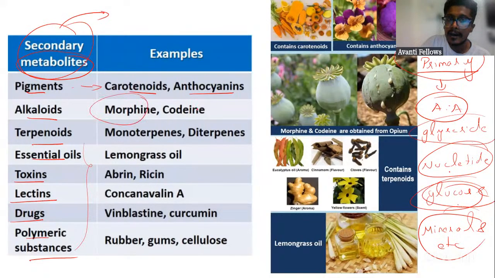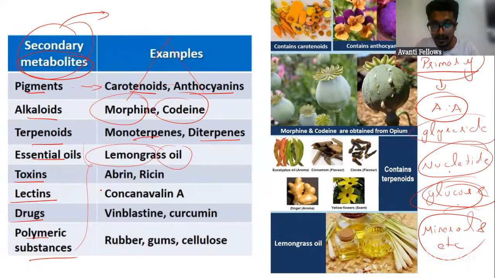Alkaloids: morphine and codeine. Both of these alkaloids are used as medicine. Morphine is used as a sedative during surgeries to make sure that you don't feel pain when the doctor cuts your tissues. Similarly, codeine is used for the treatment of cold or any of the lung constrictions. Terpenoids: you have monoterpenoids and diterpenoids. Essential oil, lemongrass, is used as a treatment as well as for fragrance.